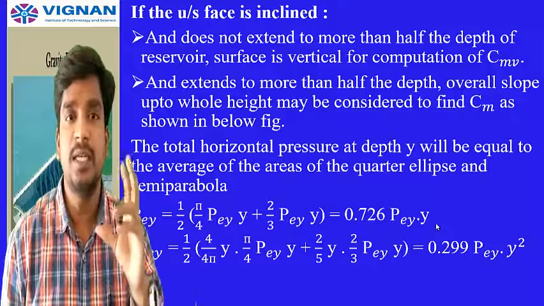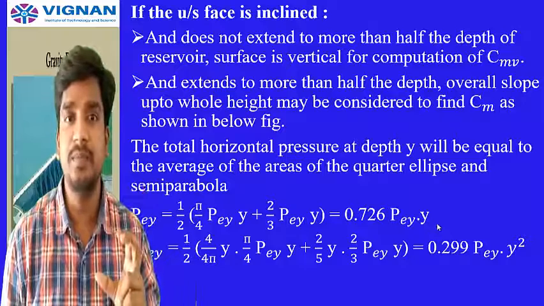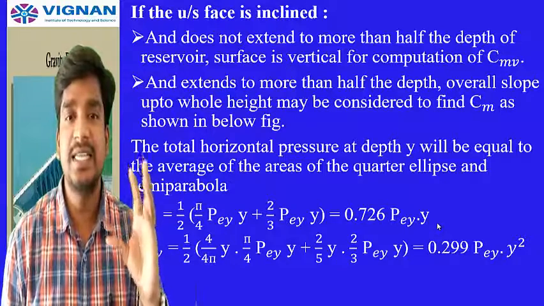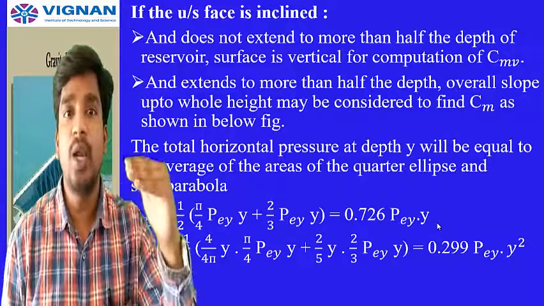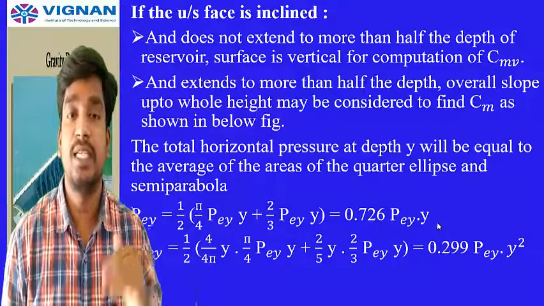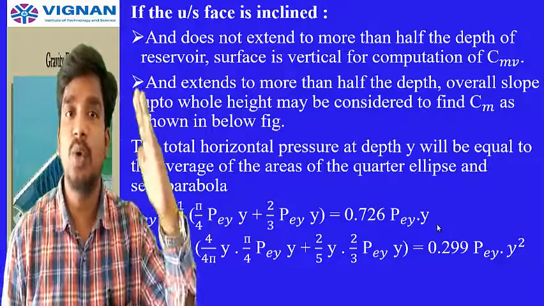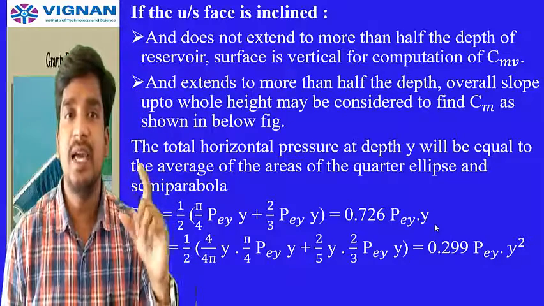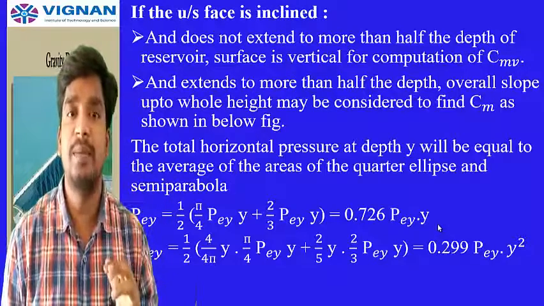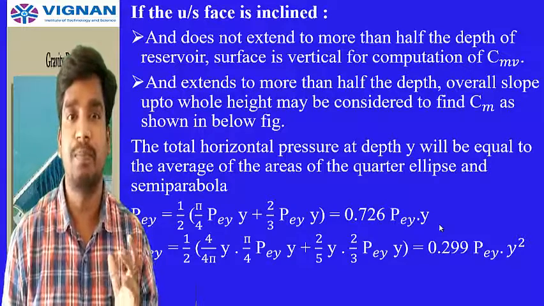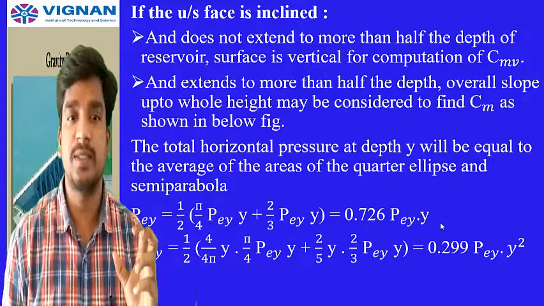Suppose the inclined surface extends beyond half of the height of the reservoir. In that case, the overall slope is considered, up to the whole height of the dam. If it extends beyond half of the dam, then the whole theta is considered, up to the whole height. The inclination up to the whole height of the dam is considered for the computation of CM, the constant.